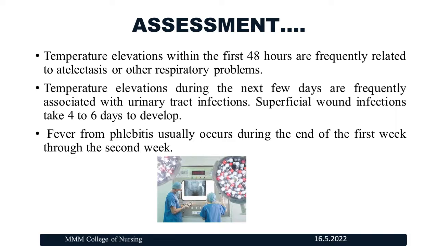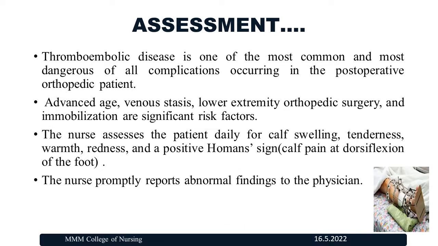Temperature elevation within the first 48 hours is frequently related to atelectasis or other respiratory problems. The temperature elevations during the next few days are frequently associated with urinary tract infections or superficial wound infections. So it will take 4 to 6 days to develop. Fever from phlebitis usually occurs from the end of the first week through the second week.